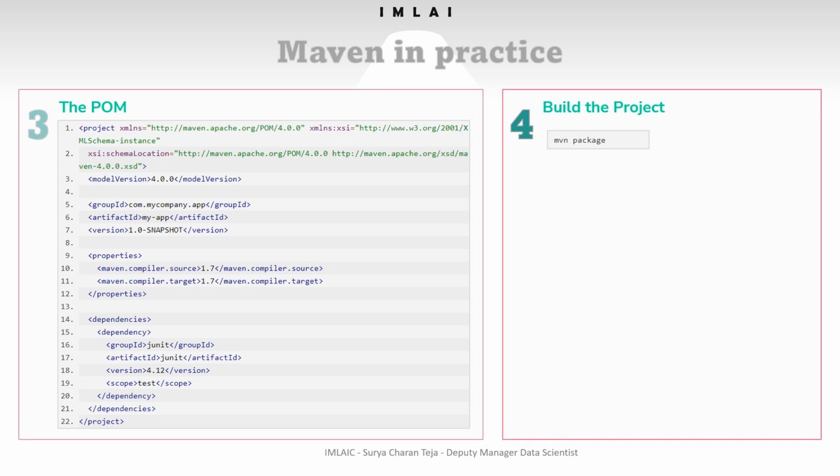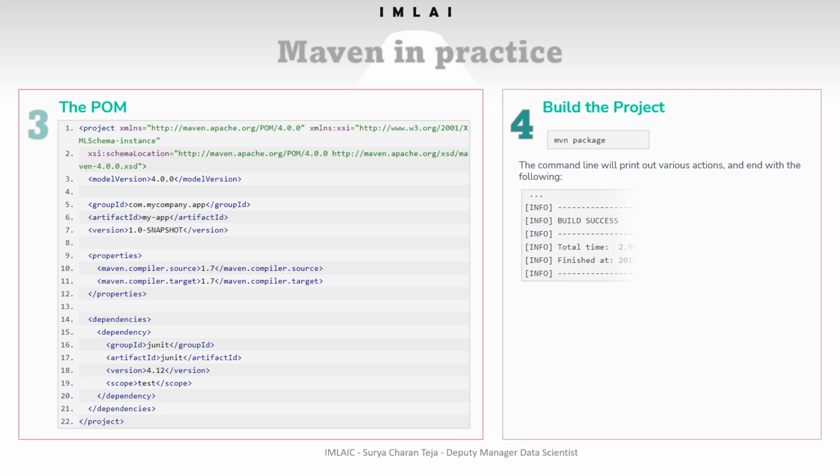Okay, so this is the response you will get normally. The command line will print out various actions, and the response would be like this. If you get BUILD SUCCESS at the end, that means there is no issue in your pom.xml file, so it's correct.